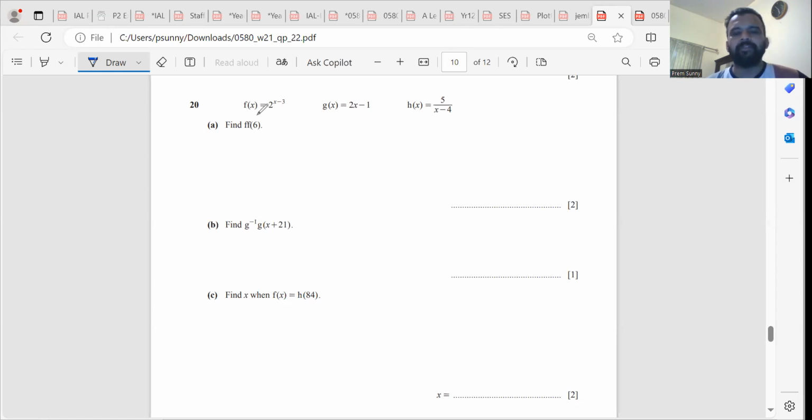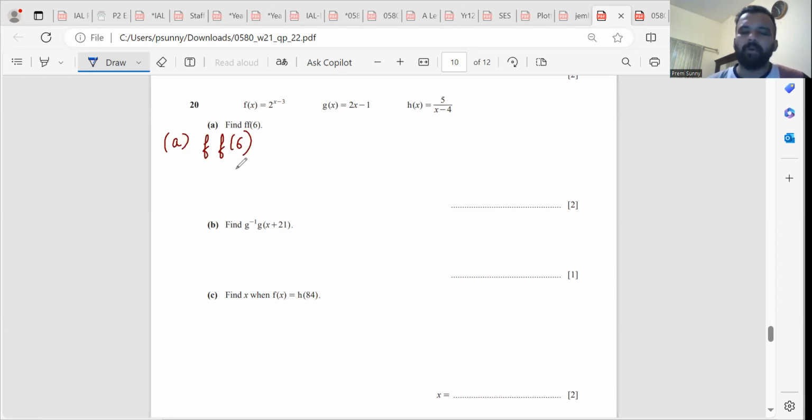So, three functions are given. f of x is equal to 2 to the power of x minus 3, g of x is equal to 2x minus 1, and h of x is equal to 5 over x minus 4. So, first, part A here is to find f of f of 6.